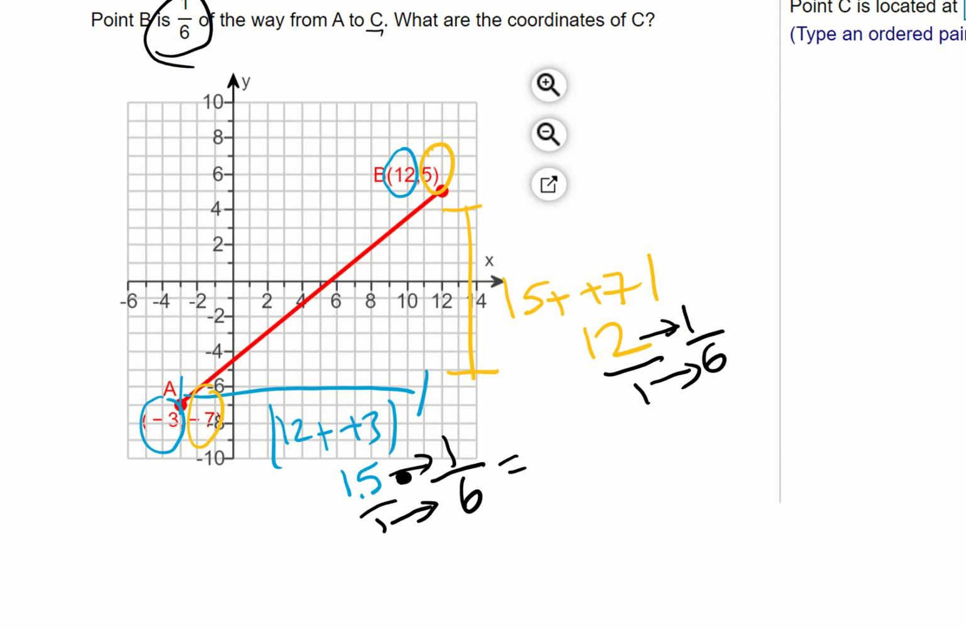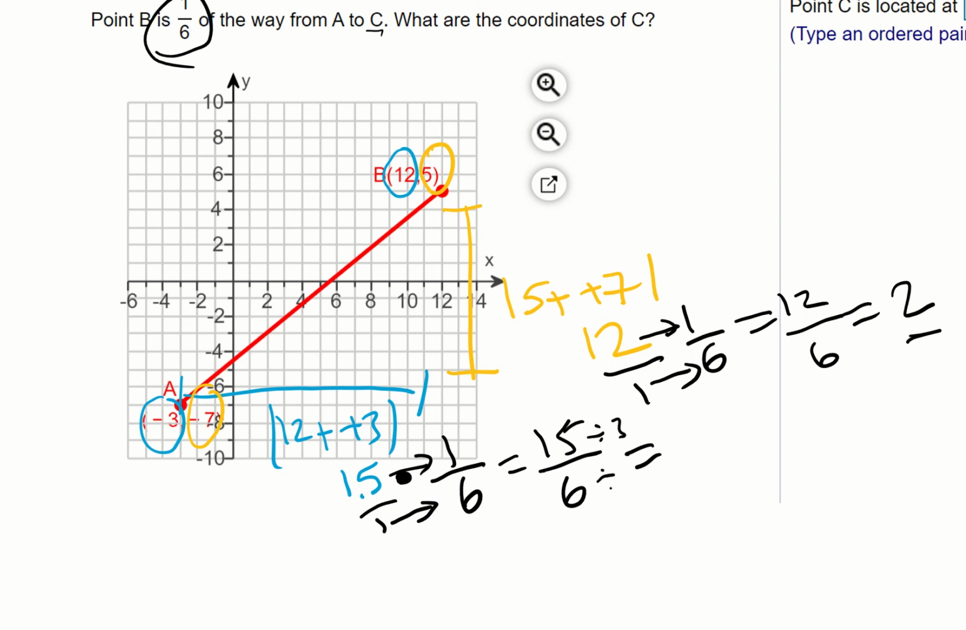So 15 times 1 is 15, 1 times 6 is 6, and then 12 times 1 is 12, 1 times 6 is 6. 12 divided by 6 is actually 2, so this works out very nicely. And then 15 divided by 6, that reduces, we can divide this by 3, so that's going to be 5 over 2, so this is 2.5 on the calculator.